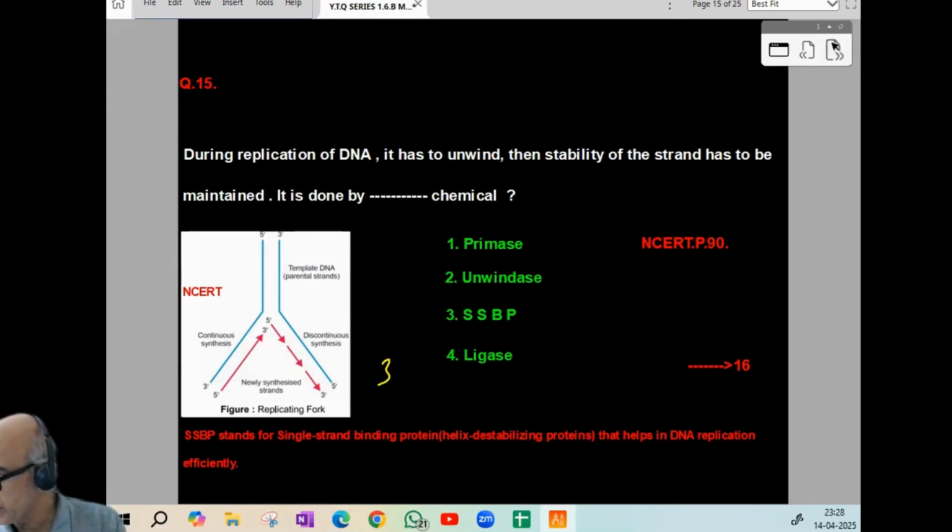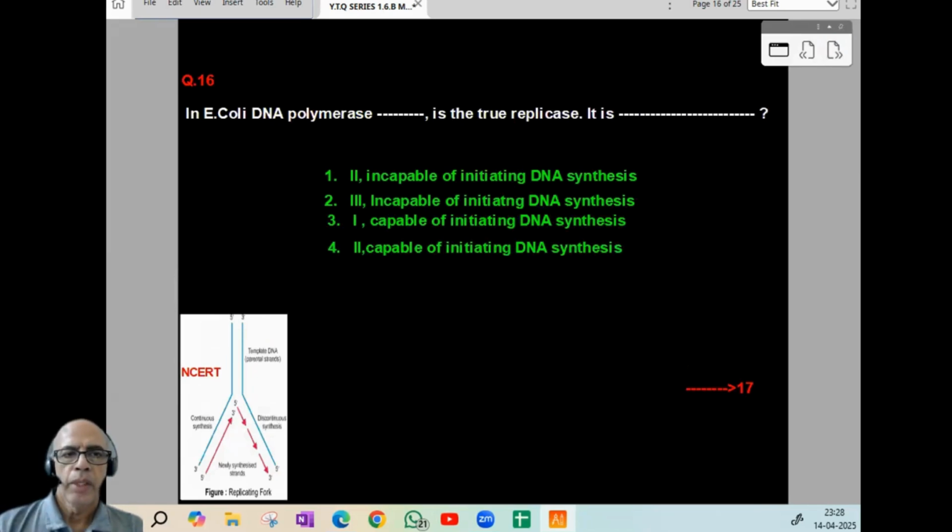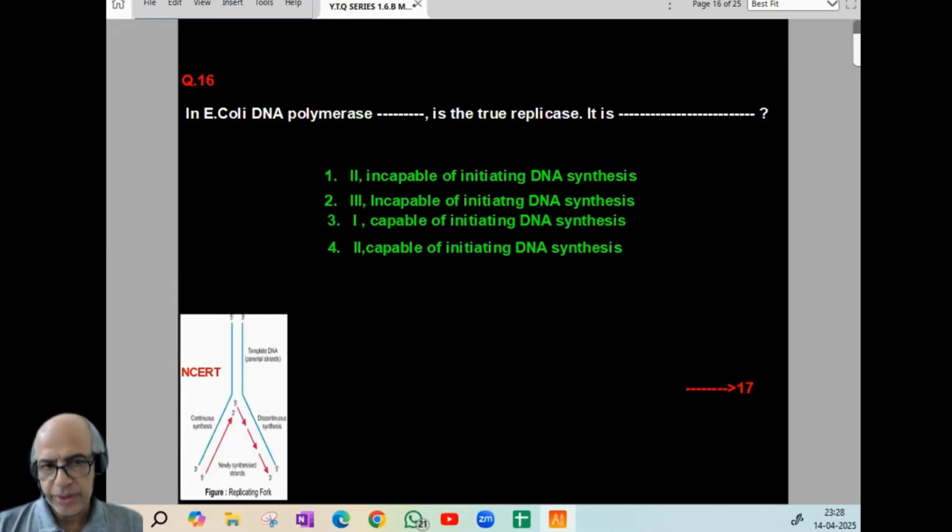Now coming to 16. In E. coli, DNA polymerase III, that is 3, is the true replicase. It is incapable of initiating DNA synthesis. It can add, but it cannot initiate. So for 16, option is 2.